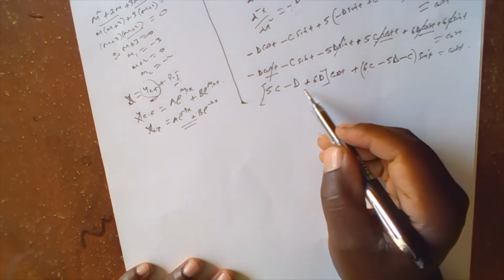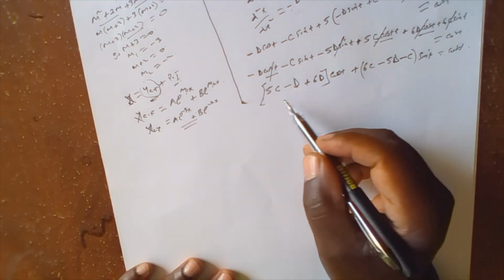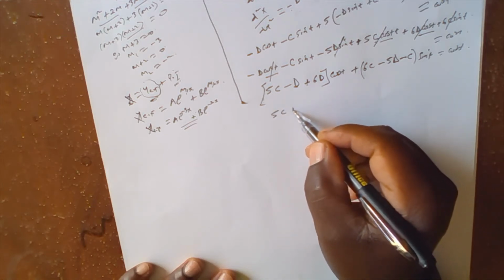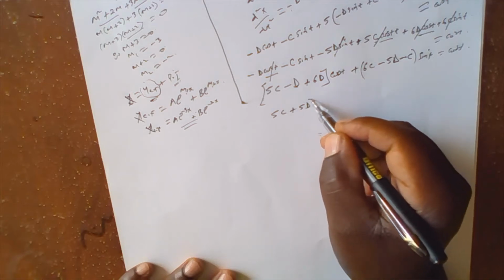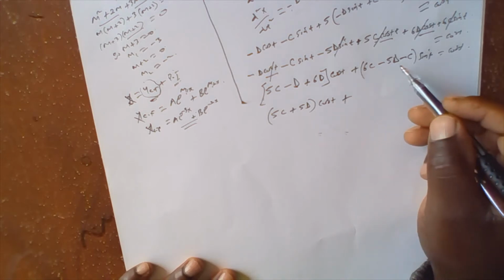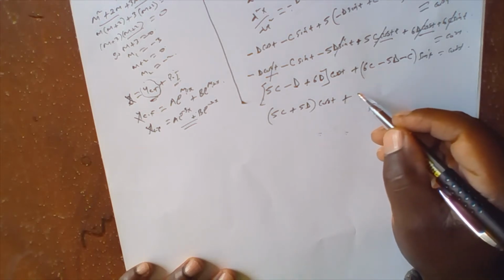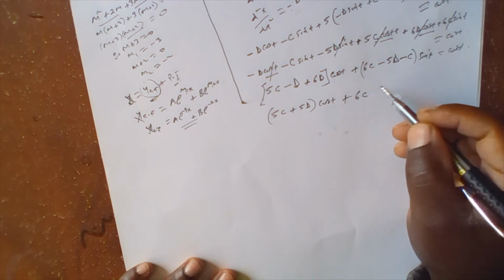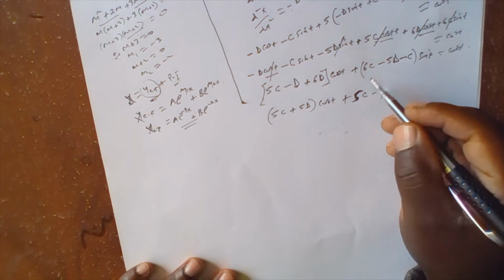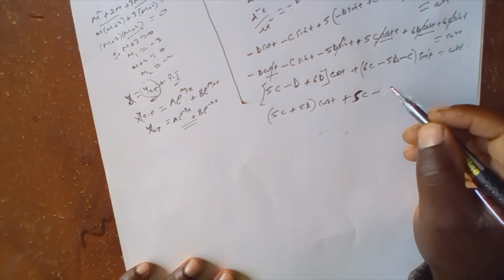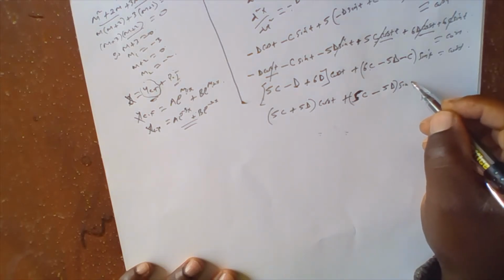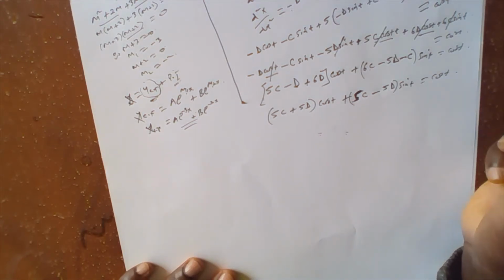So this we have minus d plus 6d, so it means that here we have 5c plus 5d, like that, cos t, plus this will be now plus 6c minus c, because we take 6c minus c, we have 5c minus 5d, then sine t equals cos t.